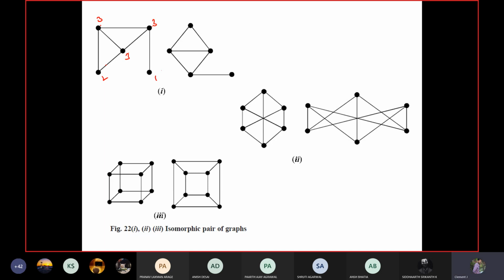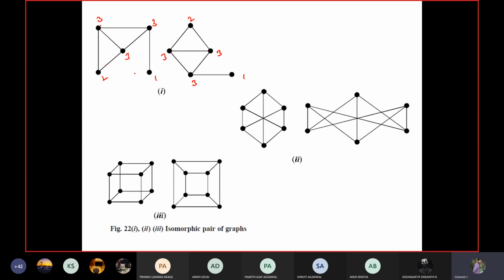Isolated vertex. Super. Okay, so here it follows the same degree sequence. For example, here degree is 2. Here degree is 3. Here degree is 3. Here degree is 3. Here degree is 1.